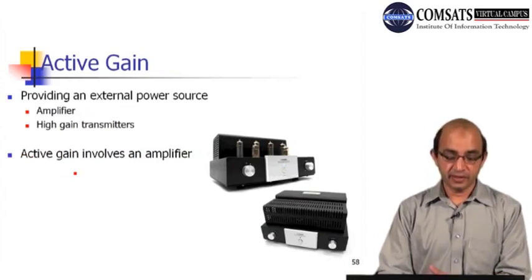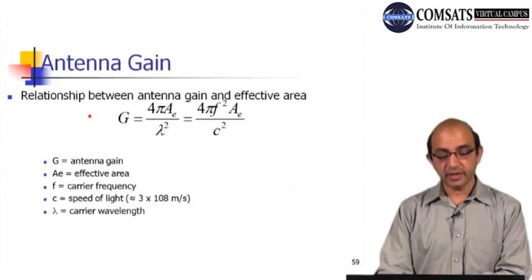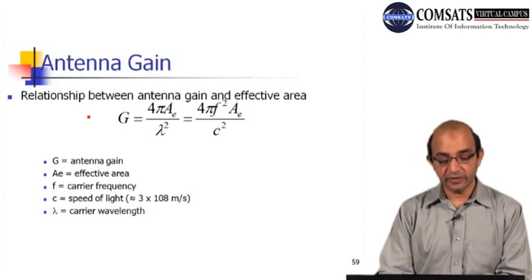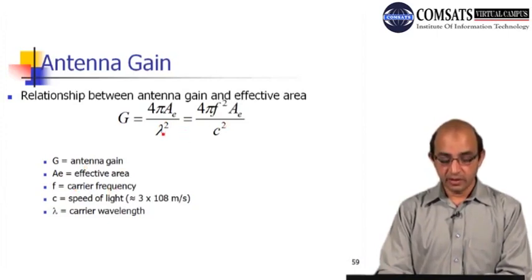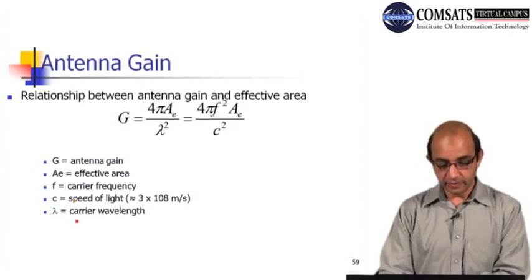So here we have the active gain. Unlike passive gain, we need an external power source, an amplifier, high gain transmitters. Active gain involves an amplifier, right? So here is the relationship between the antenna gain and the effective area. G = 4πAe/λ², where Ae is the effective area, G is the antenna gain, f is the carrier frequency, because lambda and f can be related, c is the speed of light and λ is the carrier wavelength.